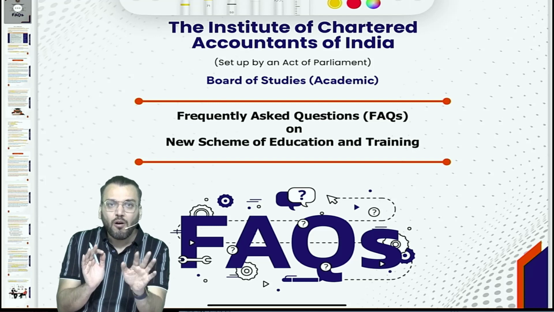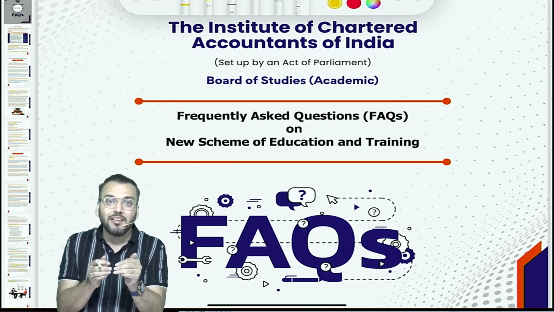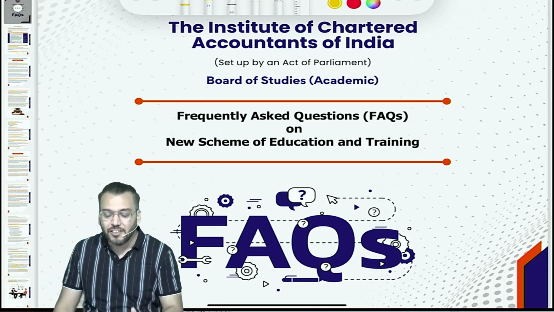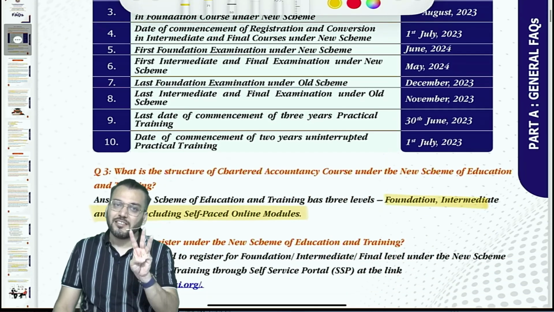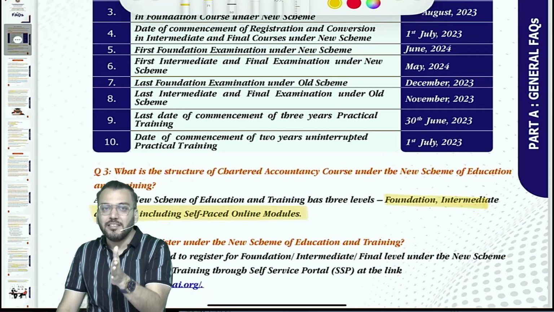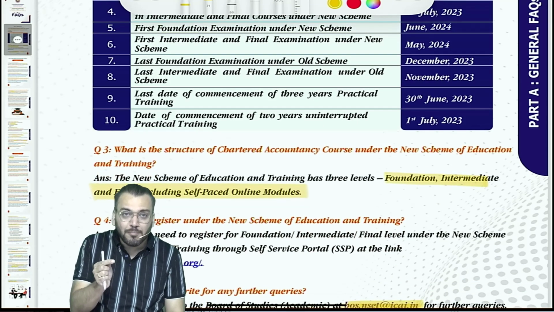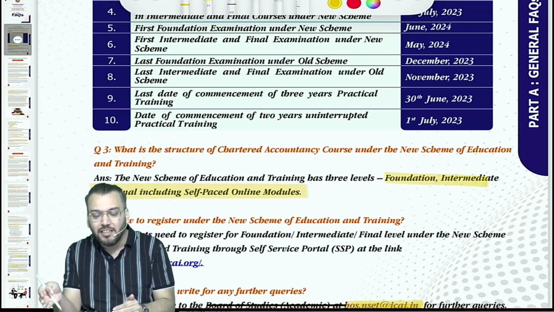I'll be discussing all levels, CA Foundation, CA Inter, and CA Final, and also the transitional provisions required from the old scheme to the new scheme. Let us start the discussion. The first point is that under the new scheme also there are three levels: Foundation, Inter, and Final. But the Final level will include a self-paced online examination. We'll discuss that in a later part.